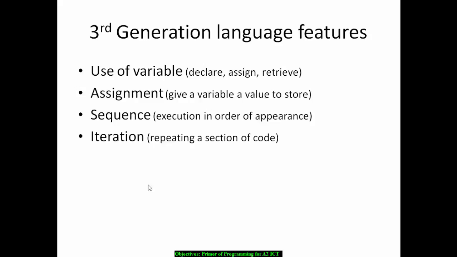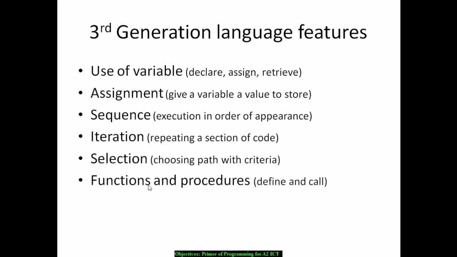Now let's look at another feature that can alter the sequence, which is selection. Choose which path to go down by following the criteria, things like if. And most of the third generation languages will use functions and procedures. Functions and procedures are blocks of code with a unique identifier. When you need to run the block of code, you just call the identifier.